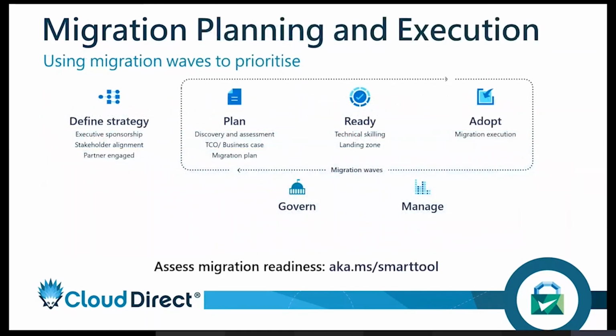In terms of migration planning and execution, we basically advise, and the CAF will advise, using migration waves to prioritize. And the key element there is the section that's highlighted: plan, ready, and adopt. So for every single workload, you do the plan, ready, and adopt stage. There's also a really good tool for migration readiness at the bottom there, the Smart tool, that will give you an overview of all the different workloads you put in, and help you prioritize those workloads in terms of mapping out a plan or waves of your migration.